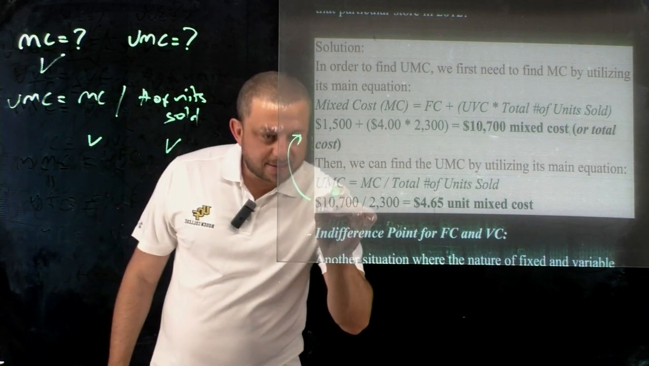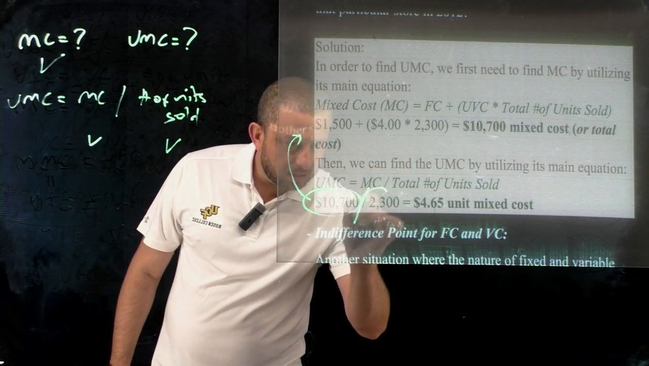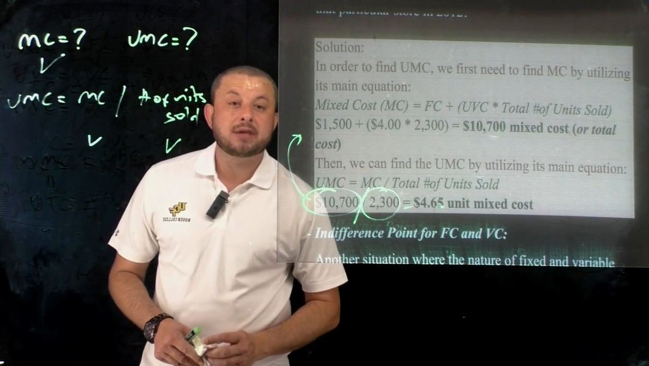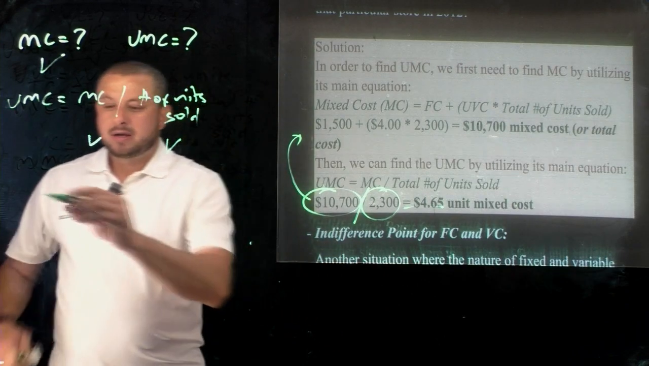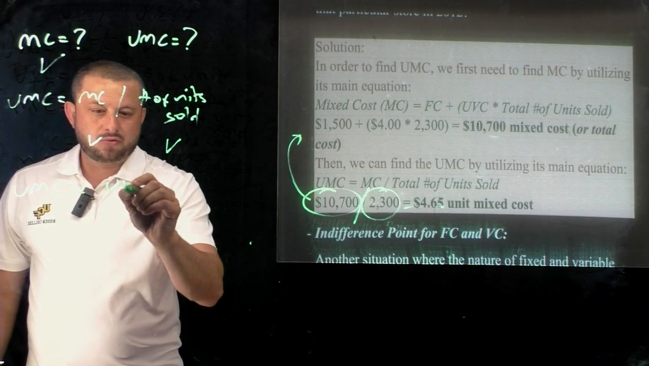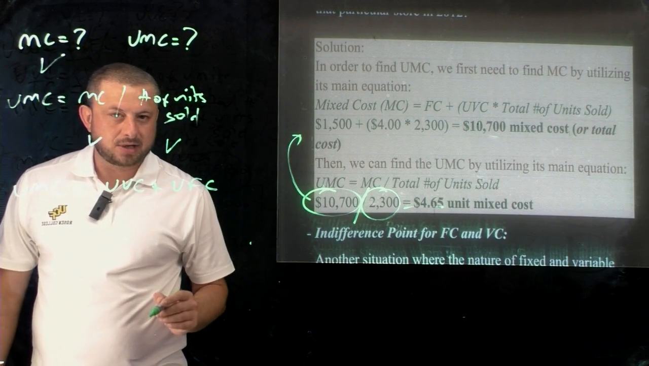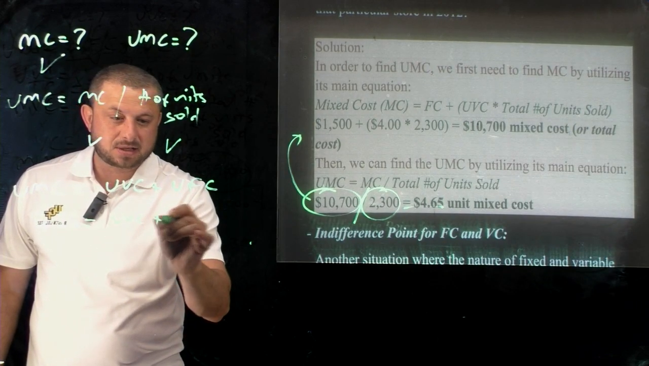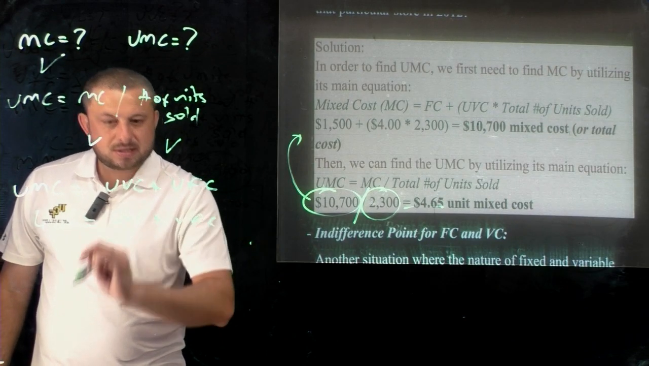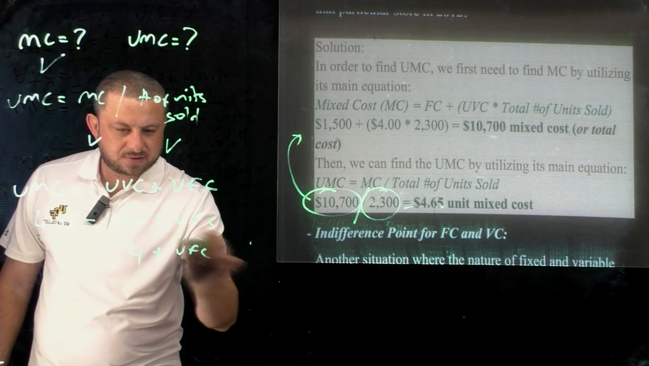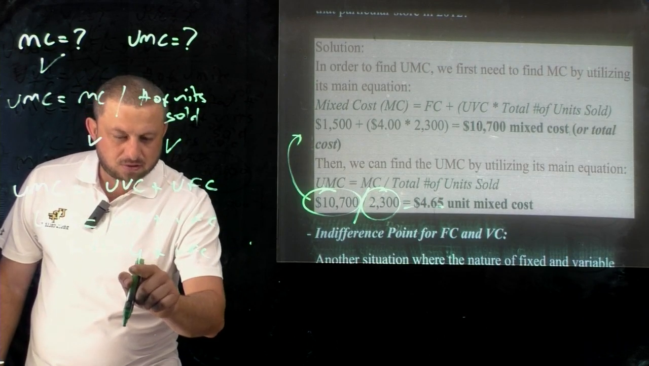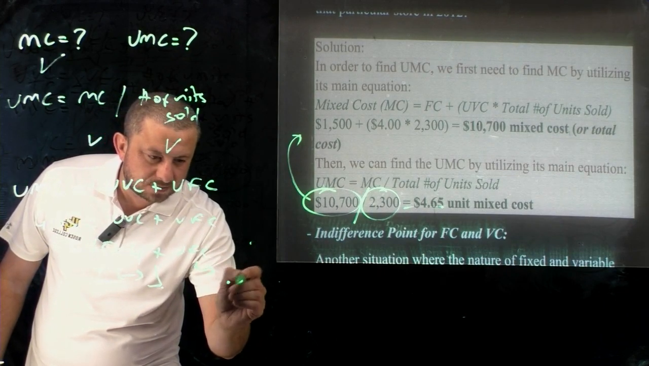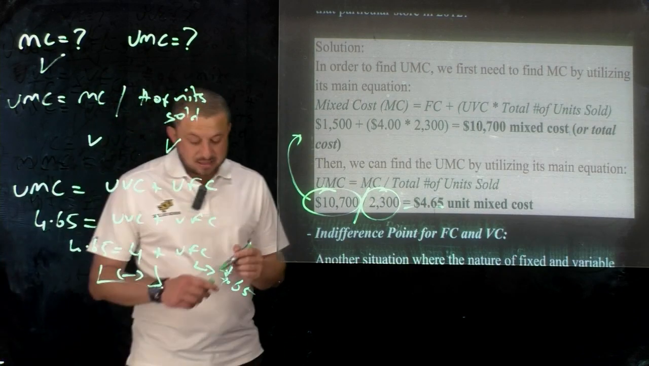All I have to do is take MC divided by number of units sold, and $4.65 becomes my unit mixed cost. Guys, check it out. Unit mixed cost is equal to UVC plus UFC at the same time, correct? $4.65 is equal to UVC plus UFC. I know what UVC is. It's $4. So 4.65 is equal to $4 plus UFC. Therefore, when I do the subtraction, my UFC becomes 65 cents.